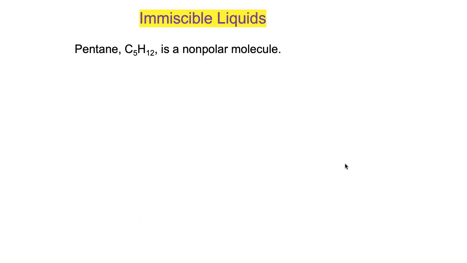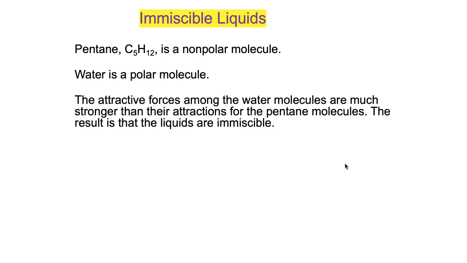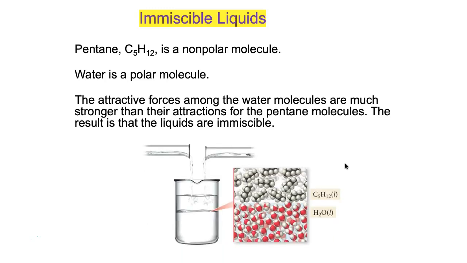Now, immiscible liquids are liquids that don't mix with each other. So we're starting off with pentane, which is a nonpolar molecule. Water is a polar molecule. The attractive forces among the water molecules are much stronger than the attractions for the pentane molecules. The result is that the liquids are immiscible.